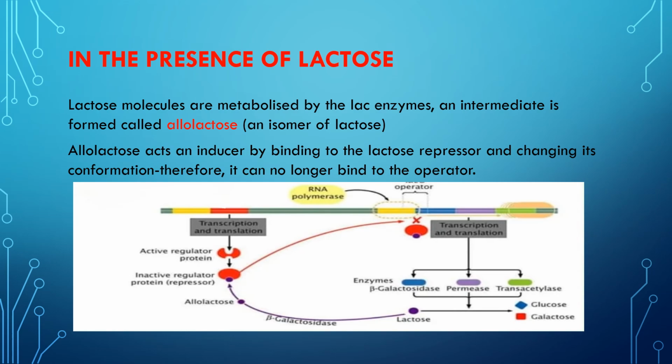In the presence of lactose, lactose molecules are metabolized by the lac enzymes. An intermediate is formed called allolactose. It's an isomer of lactose. Allolactose acts as an inducer by binding to the lactose repressor and changing its conformation. Therefore, it can no longer bind to the operator.